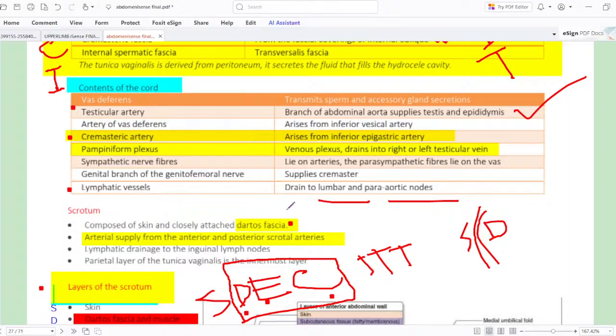Inguinal canal, inguinal ligament, their contents, everything.